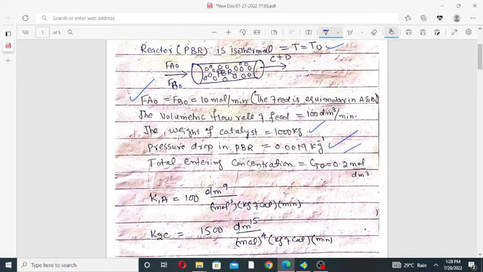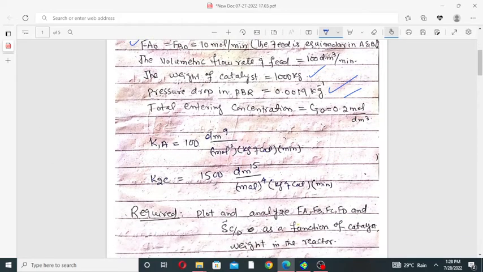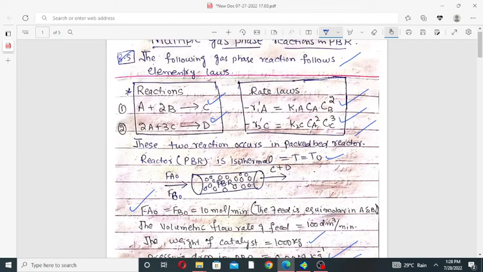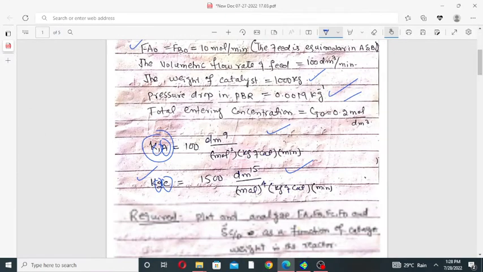The total concentration at the inlet was 0.2 mole per dm cube, and the rate constant of component A in reaction number 1 was given, and the rate constant of component C in reaction number 2 was also given to us. Here, the subscripts 1 and 2 show the reaction number, and A and C show the component. So there are two reactions, reaction number 1 and reaction number 2.